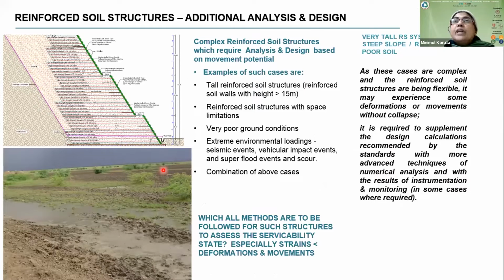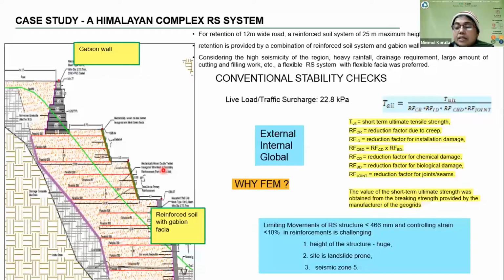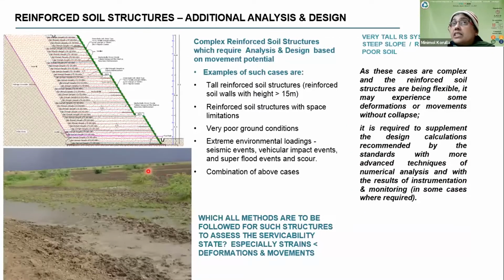Complex reinforced soil structures will definitely require analysis and design based on movement potential. Examples of such cases are tall reinforced soil structures, maybe more than 15 meters, and reinforced soil structures with space limitations, where a superstructure is a rigid structure and the reinforced soil structure is a completely flexible structure. Very poor ground conditions can also cause vertical settlement and lateral extrusion. So all these definitely require special attention.